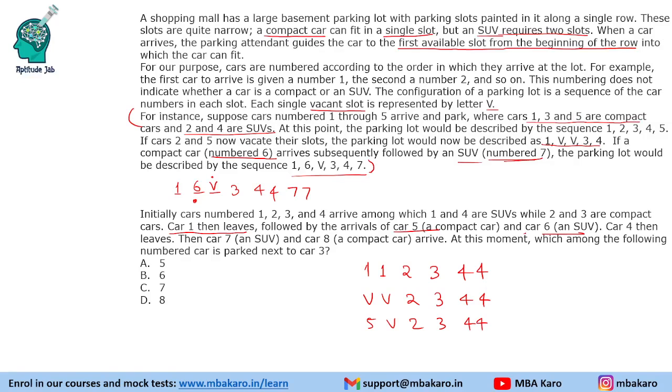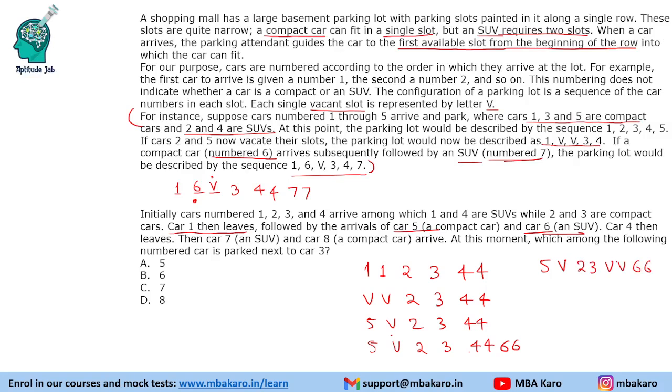Then car 6 is an SUV. So 6 cannot occupy the single vacant space. Hence it will become 5, V, 2, 3, 4, 4 and 6, 6. Then car 4 leaves, so it will make two empty spaces. So it will be 5V 2, 3.